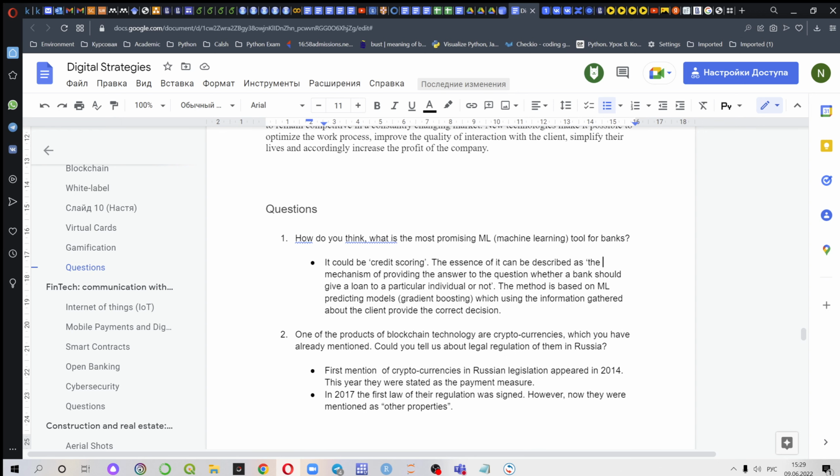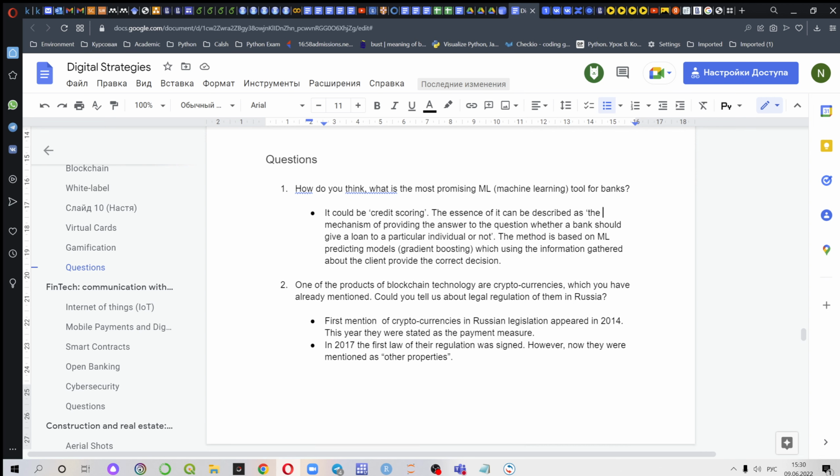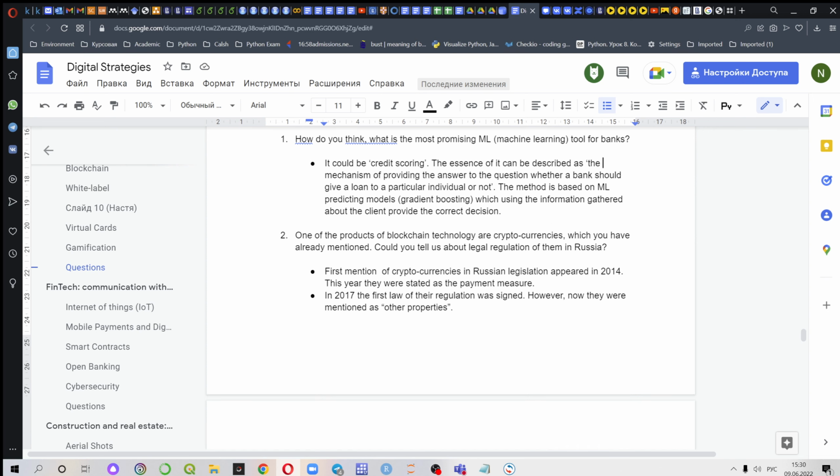Okay, thank you for your question. Well, there could be options, but it could also be the technology called credit scoring. The essence of it can be described as the mechanism of providing the answer to the question whether a bank should give a loan to a particular individual or not. The method is based on machine learning prediction models, and in particular on gradient boosting, which uses the information gathered about the client to provide the correct decision whether or not to give him or her a loan.